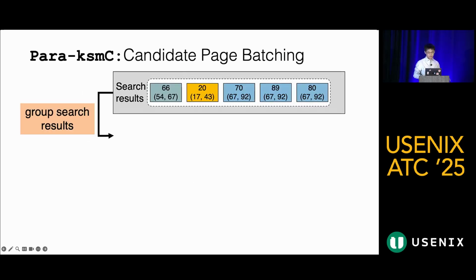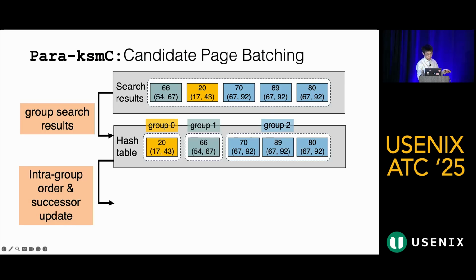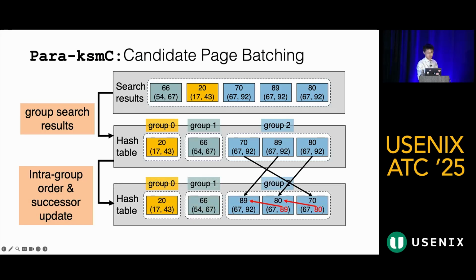After we get these search results, Para-ksm-C groups the results based on their predecessor. For example, candidate pages 70, 89, and 80 will be grouped into the same group because they have the same predecessor, 67. And then we need to do the intra-group order and successor update to guarantee that we will have the correct insertion order.